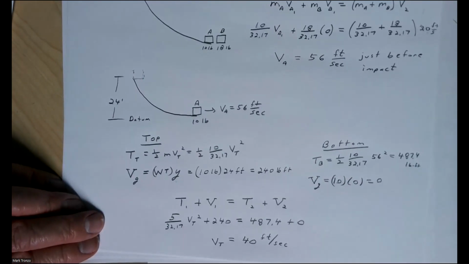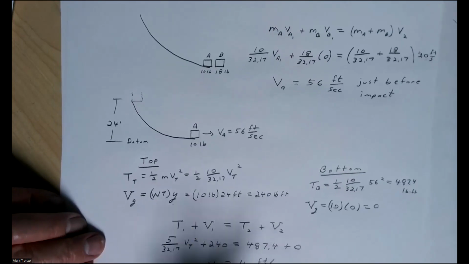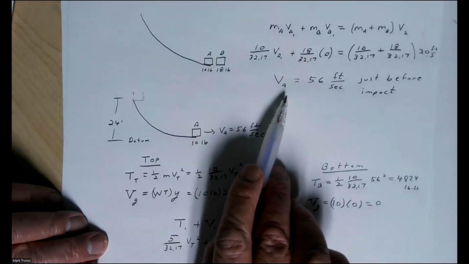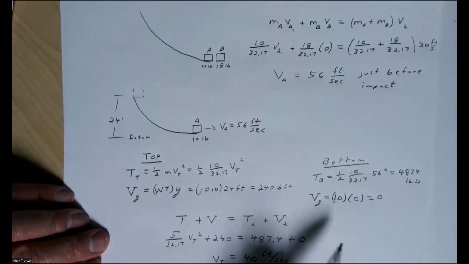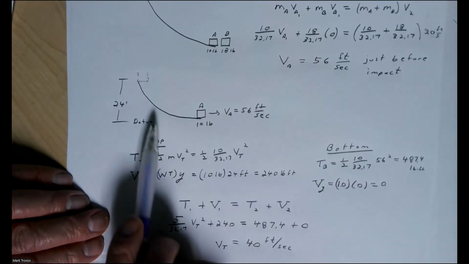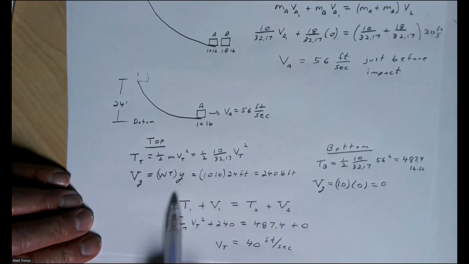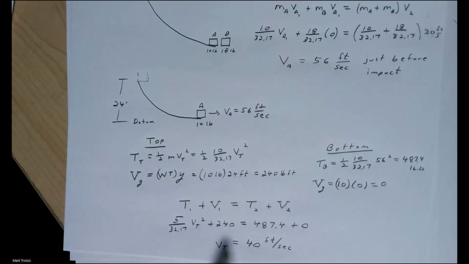So in this problem, we had to use conservation of momentum to find the velocity just before impact of A. Then to find the velocity at the top, we used conservation of energy. You could also have used work energy and would have gotten the same answer.